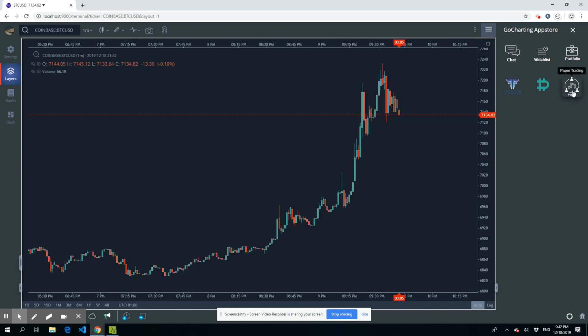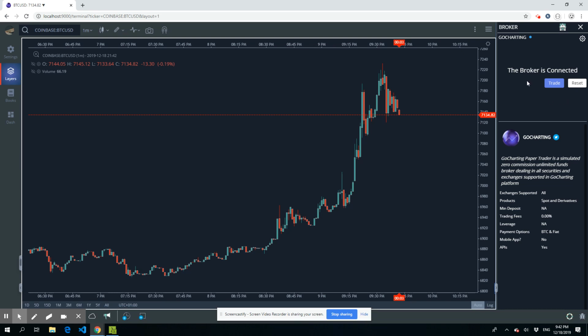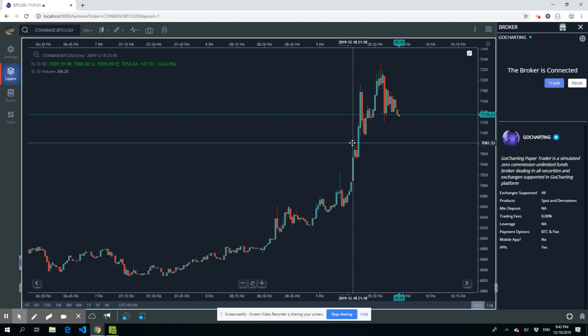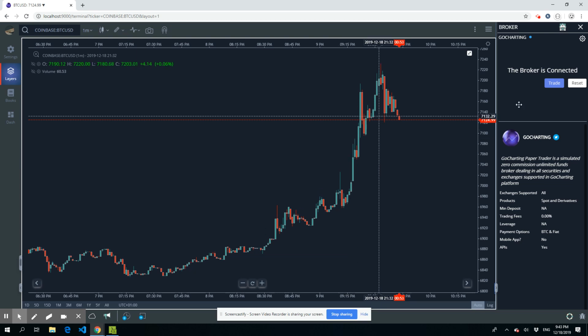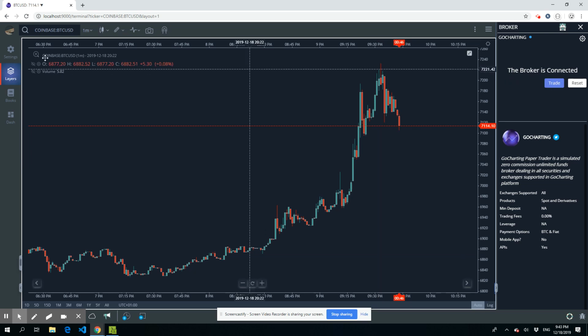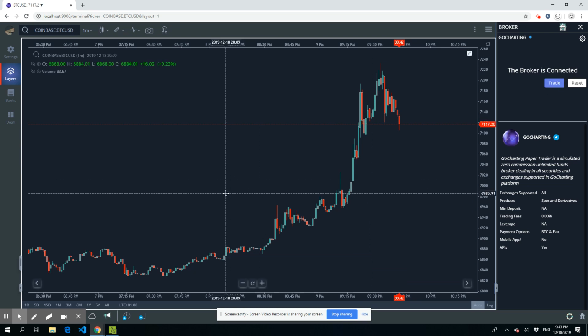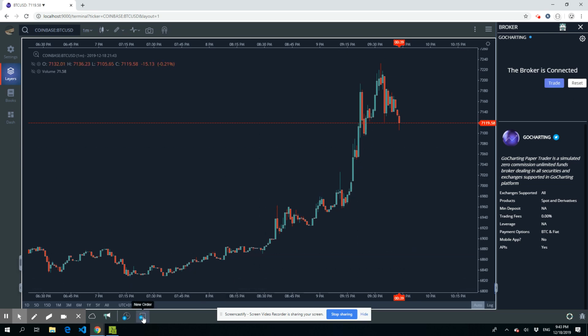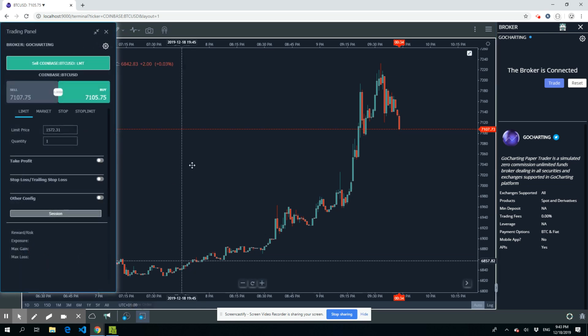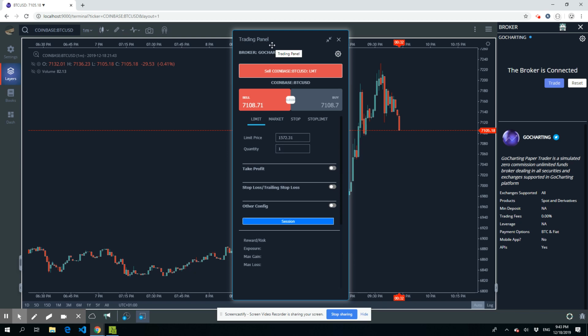So you click on the paper trader, right? And it says the broker is connected. Now the paper trader in GoCharting is a zero commission broker and gives you unlimited funds to trade with. In order for you to be able to use this, you need to be logged in. And then you get this trade button. You could either use this or you could use this button here in the bottom, which says new order, both of which will open up a panel like this, which we are calling the trading panel.